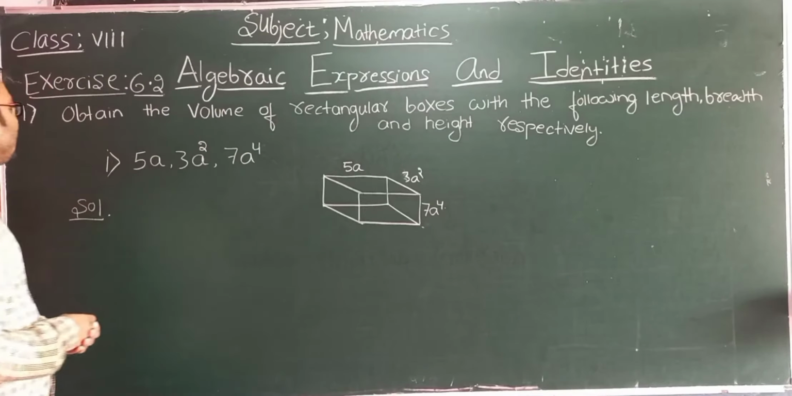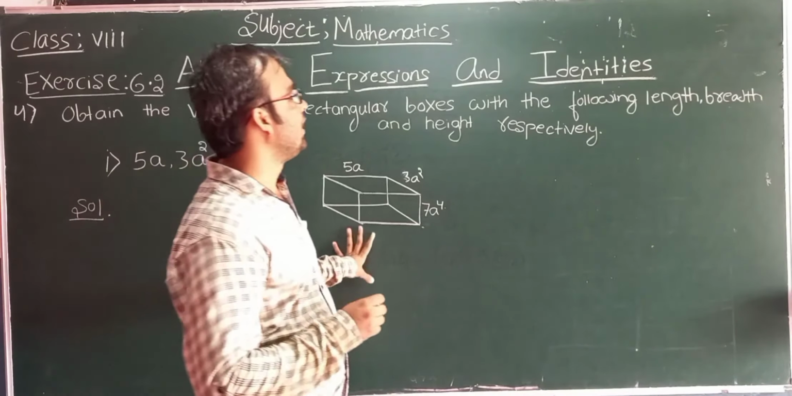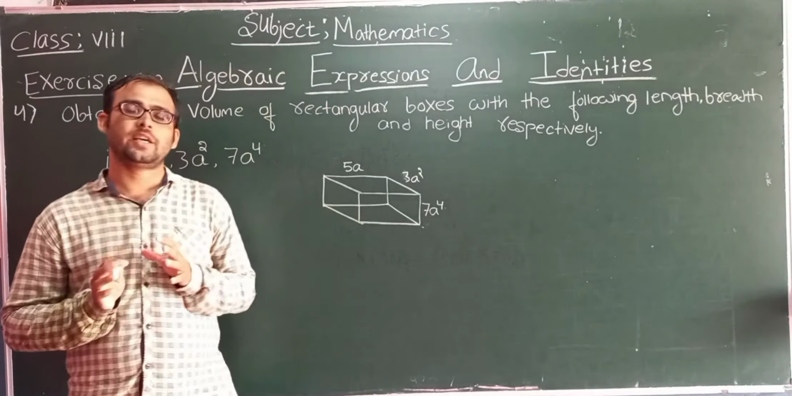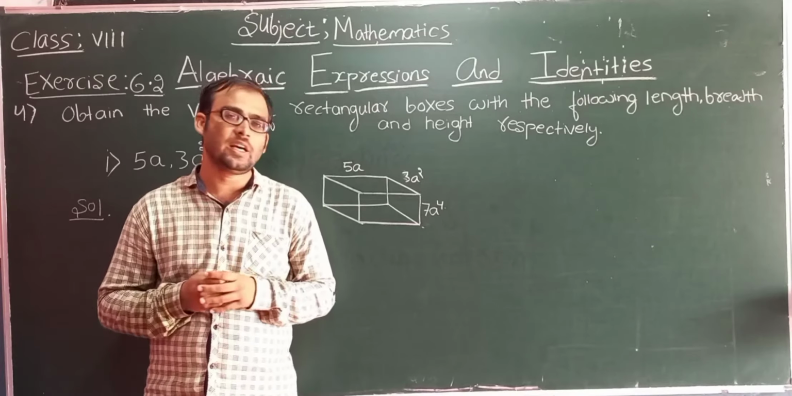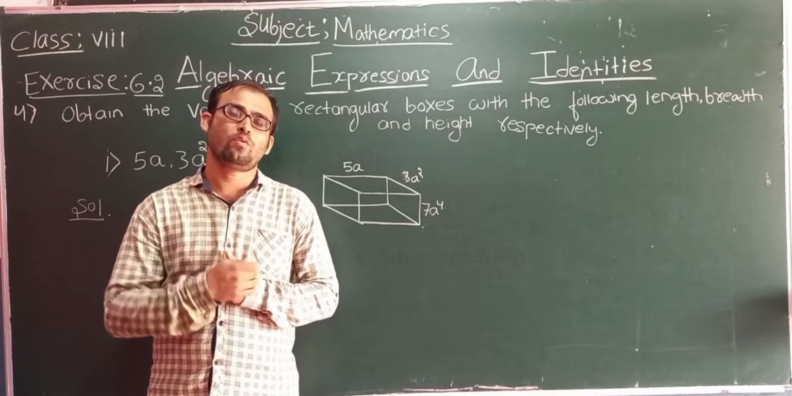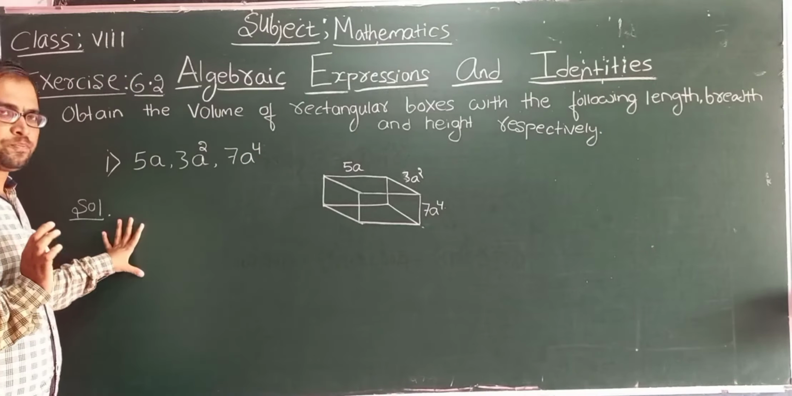Okay, so what they have given: obtain the volume of rectangular box with the following length, breadth and height respectively. Students, here they have given the length, breadth as well as height of the rectangular boxes, and what we need to find? We need to find the volume of these boxes. Okay, so let us solve the first question.